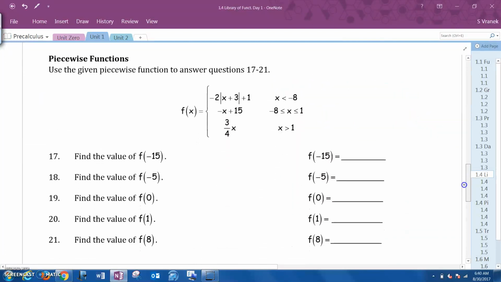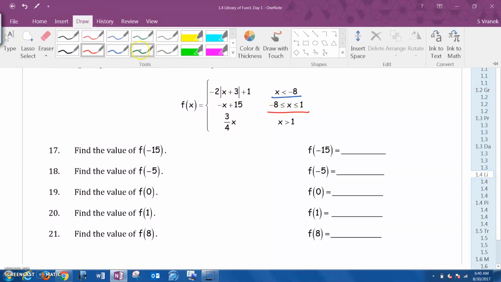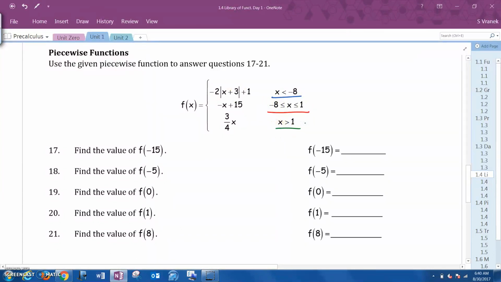So piecewise. Use the given piecewise function to answer the questions. So you have to identify which piece is where. I'm going to say anything to the left of negative 8 is in blue. Anything between negative 8 and 1 is in red, and anything that's greater than 1 is in green.